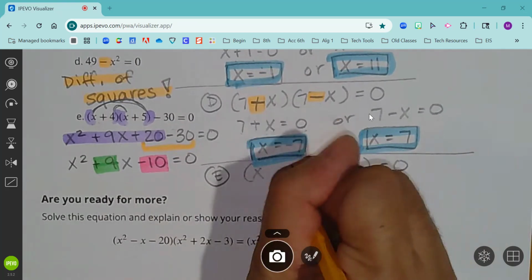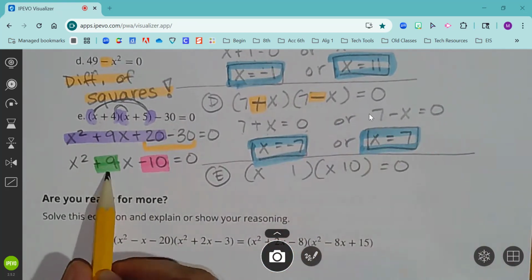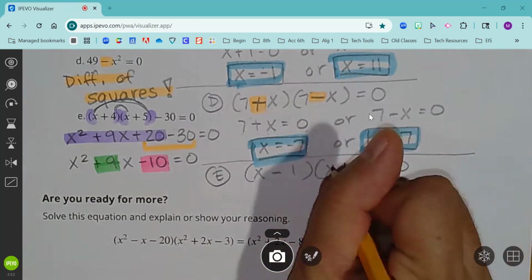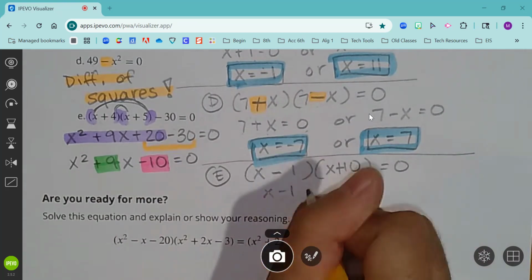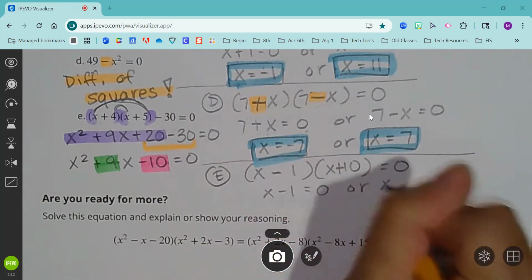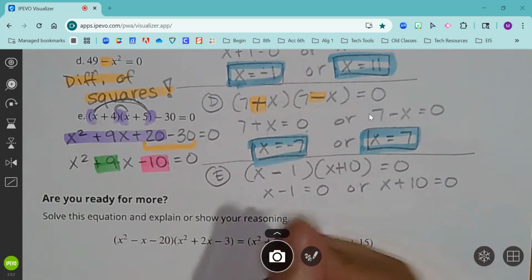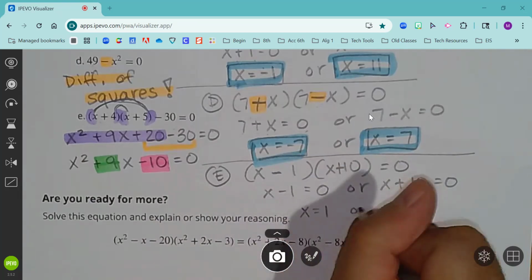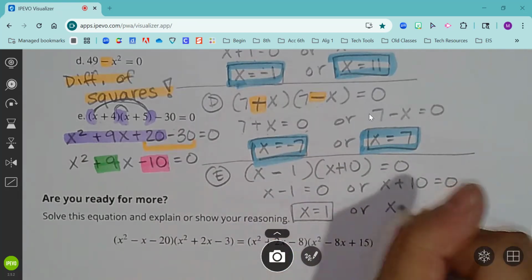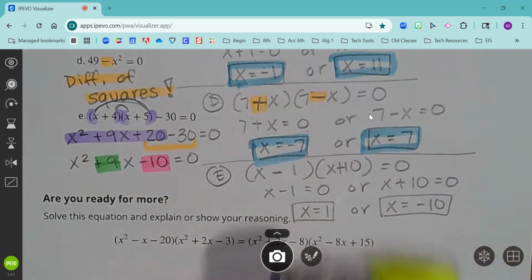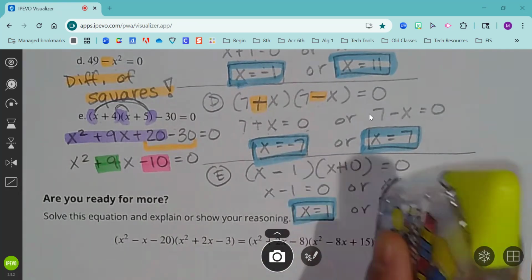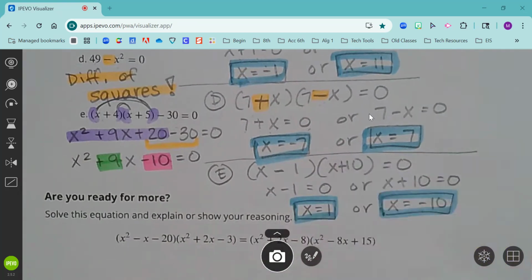That would be 1 and 10. And because I need a positive 9, that's going to be a minus 1 and a plus 10. Okay, so x minus 1 equals 0, or x plus 10 equals 0. That's x equals 1, or x equals negative 10. And there you have it. Some practice with solving quadratic equations.